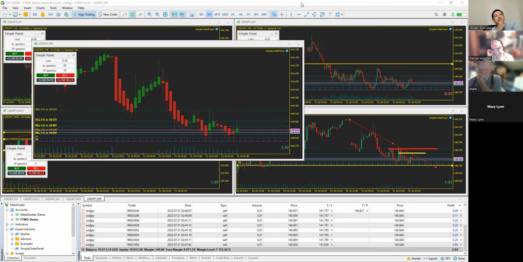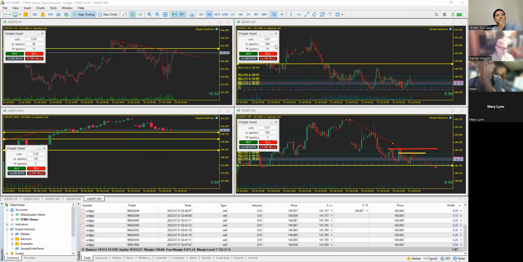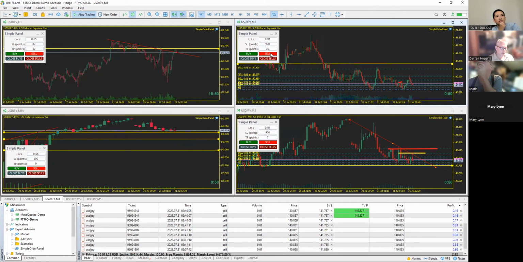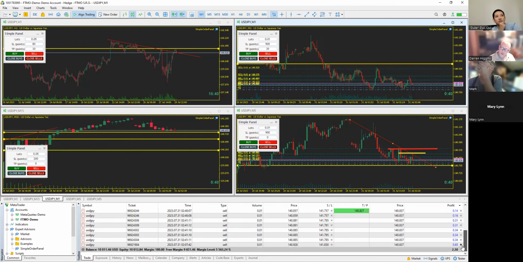What I'm watching for is this right here. It goes deeper, closes it below that area. Then it doesn't bounce right there, which means we're dropping. That is where now I can start adding some sells for the test of the pivot. So I added some more right there after confirmation.